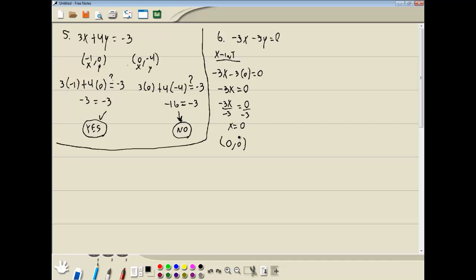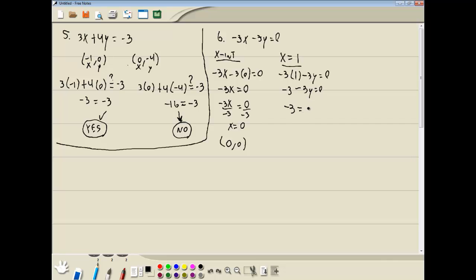Reason why it's not a good sign is if your x-intercept is your origin, then your y-intercept would be the origin too. And we really need to have 2 points. So I guess we're going to need to pick some other value. Let me pick x is equal to 1. Does not matter what x value you pick. So I got negative 3 times 1 minus 3y is equal to 0.